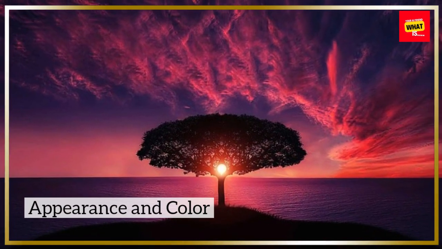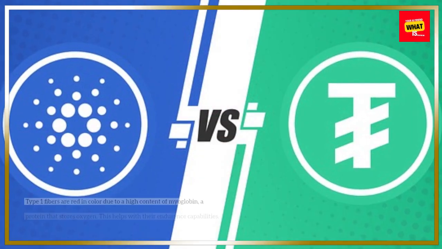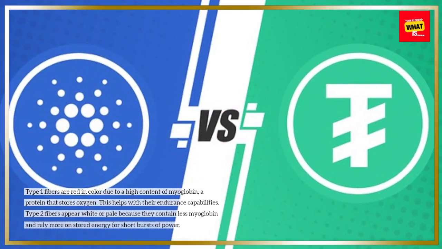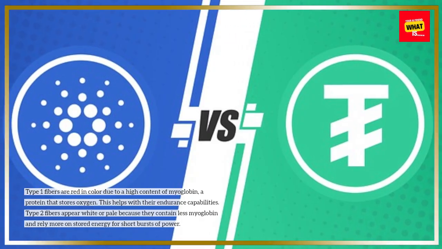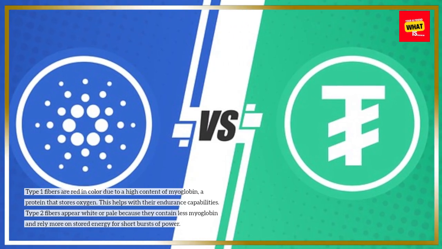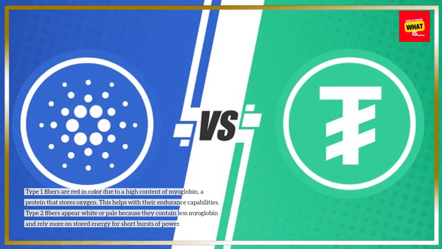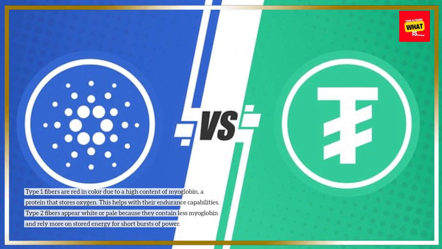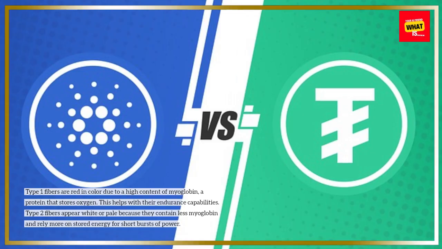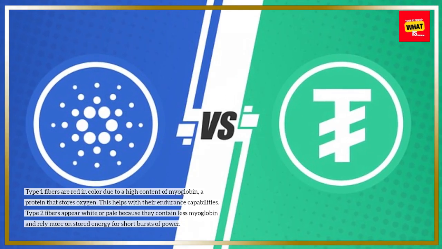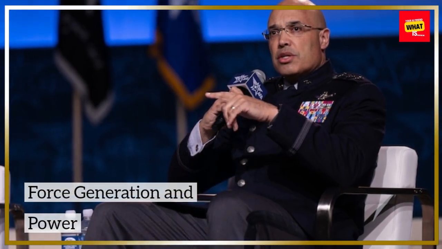Appearance and color. Type 1 fibers are red in color due to a high content of myoglobin, a protein that stores oxygen. This helps with their endurance capabilities. Type 2 fibers appear white or pale because they contain less myoglobin and rely more on stored energy for short bursts of power.